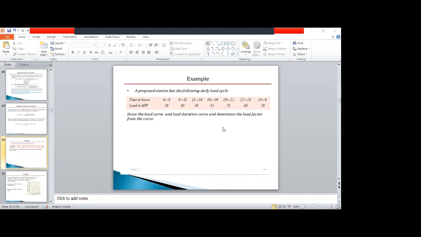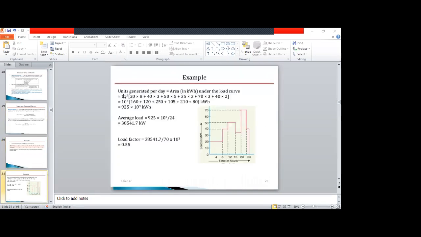When you are calculating the units generated per day, which is nothing but the area in kilowatt hour under the load curve, you have to calculate the area of the load curve. That will give how many units are generated per day. Since it is in kilowatt hour, it is 10 to the power 3. Here consider this area of the load curve. First it is 20. What is the area of this?